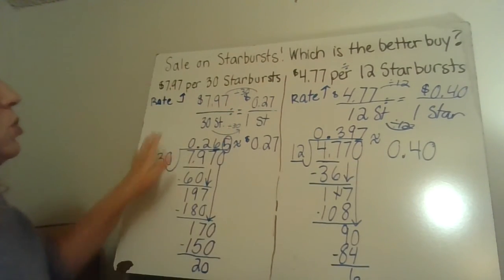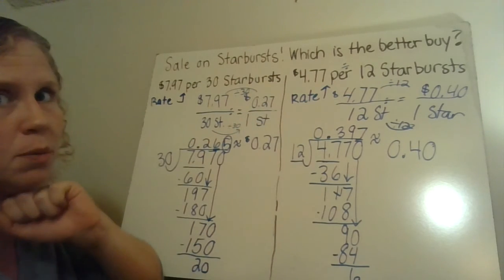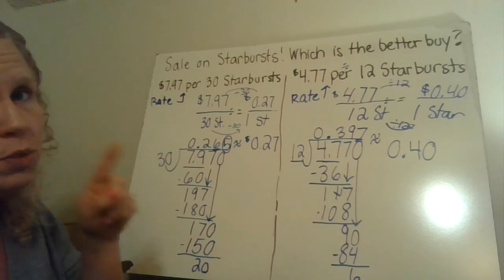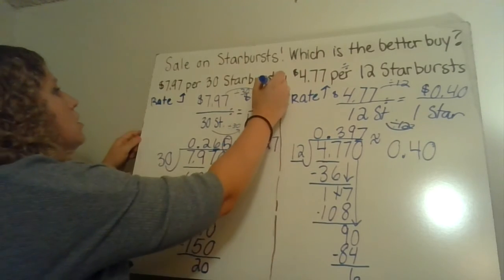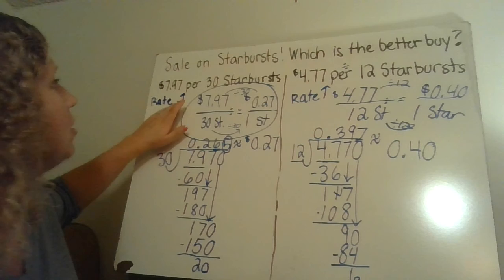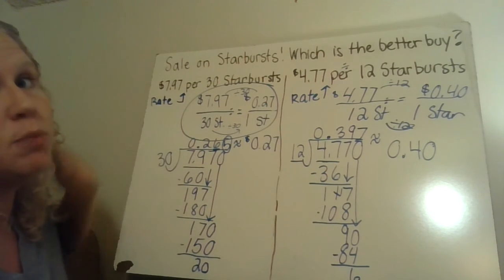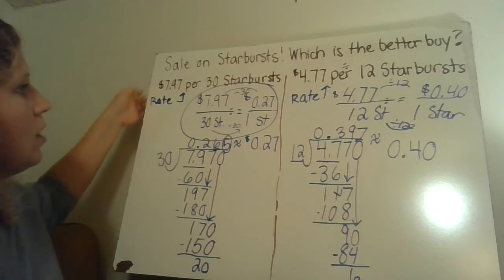So let's think about it. Would you rather spend 27 cents on a Starburst or 40 cents on a Starburst? And the correct answer should be 27 cents on a Starburst. So we would rather buy the pack of 30 because we're actually going to save money in the long run if we keep buying more Starbursts.